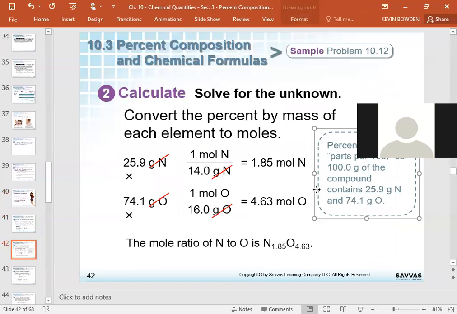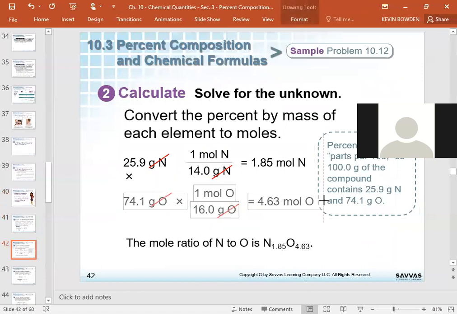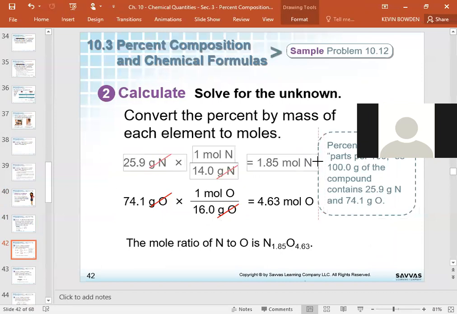Now let's convert it into moles. Using the molar mass of nitrogen, grams per mole, you might say, but Mr. Bowden, it's moles per gram. Yes, I know, but you can flip these conversion factors depending on what you need. So we're starting with grams, so I want grams on the bottom. So grams per mole, and you get 1.85 moles of nitrogen. I'm skipping that on my board for space. And oxygen gets us 4.63.